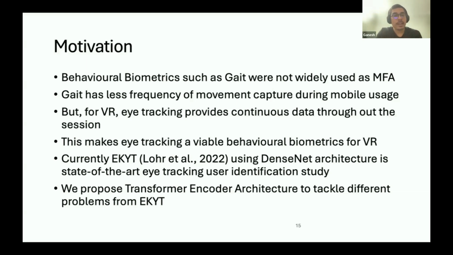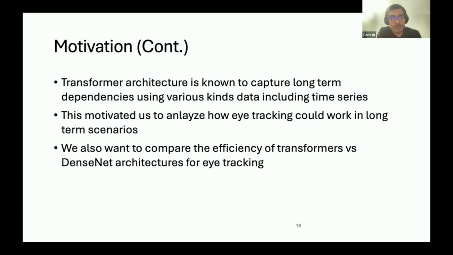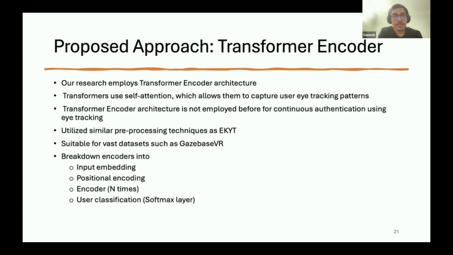Also, we tried to see how transformer architecture works in long-term identification of users. So I will discuss the long-term identification of users in the upcoming slides. And we also compared the efficiency of transformers and DenseNet architectures.